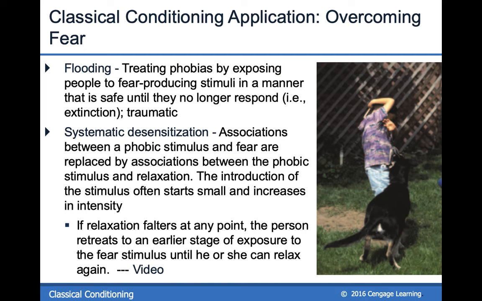And then maybe you would see a picture of a little bit more realistic spider. And then maybe a picture of a real spider. And then maybe a video of a real spider. Then maybe you would see a plastic spider, hold the plastic spider. Eventually there'd be maybe a spider in a box across the room, and then bring it closer and closer to you until the spider could actually be on your hand. And you have to go very slowly, step by step, and then increase the intensity. But if at any point the relaxation falters and the person gets too freaked out, they go back to an earlier stage of exposure to the less fear-inducing step, and then they wait until they can relax, and then they increase it again.